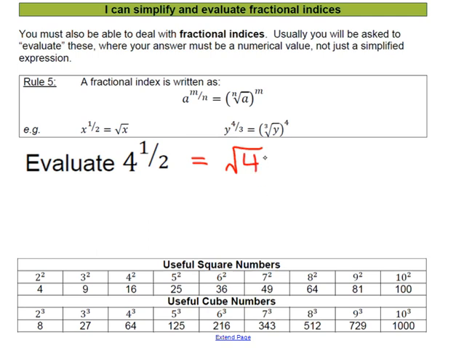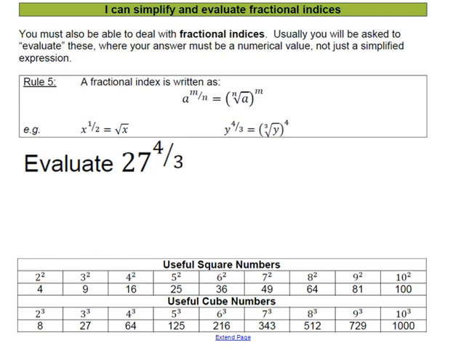Now if you were asked to do this in a question and you left your answer as root 4, that's not correct. You've been asked to evaluate, so we have to simplify it and evaluate it as much as possible. Square root of 4. I see 4 coming up as a square number there. So that means the square root is 2. So 4 to the power of a half is 2.